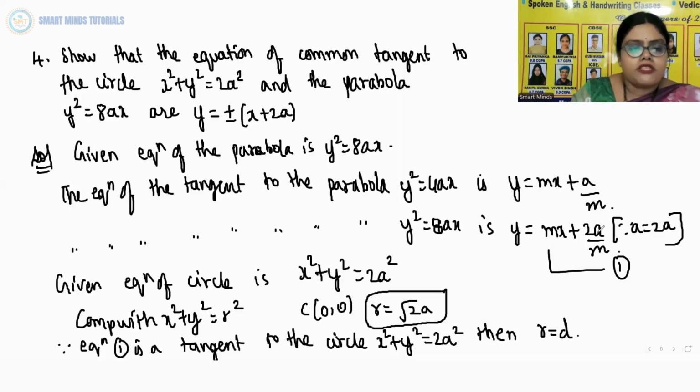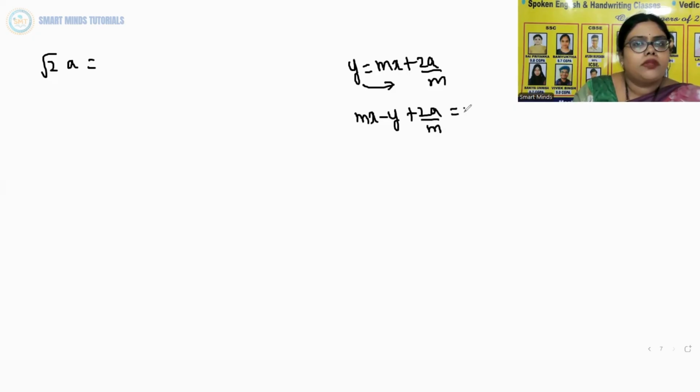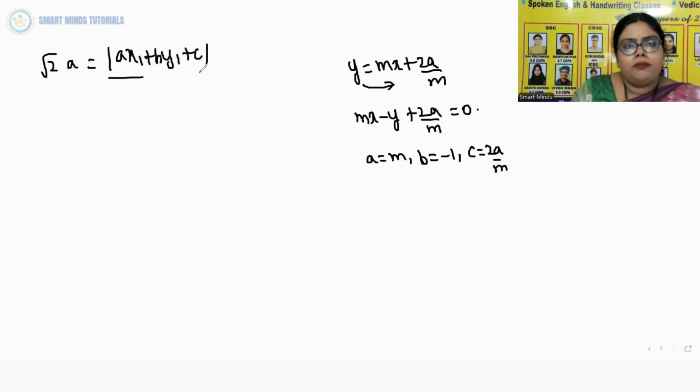So root 2a is R and D is, now you see what is the line equation? Y equals to mx plus 2a by m. See, y equals to mx plus 2a by m is the line equation. If we take y to the other side, we get mx minus y plus 2a by m is 0. So in the place of a you have m, in the place of b you have minus 1, c is 2a by m. And d is mod ax1 plus by1 plus c by root a square plus b square.